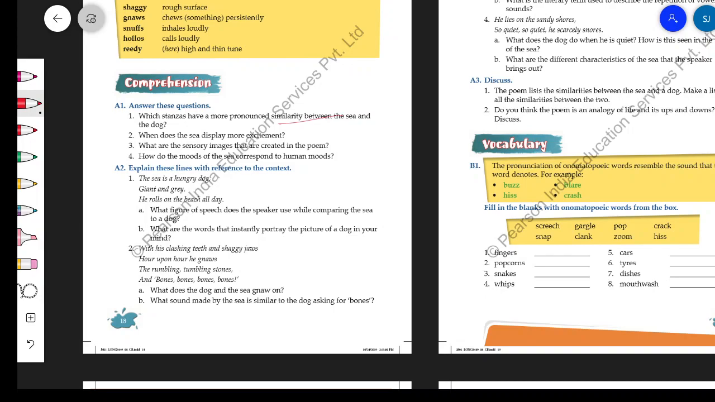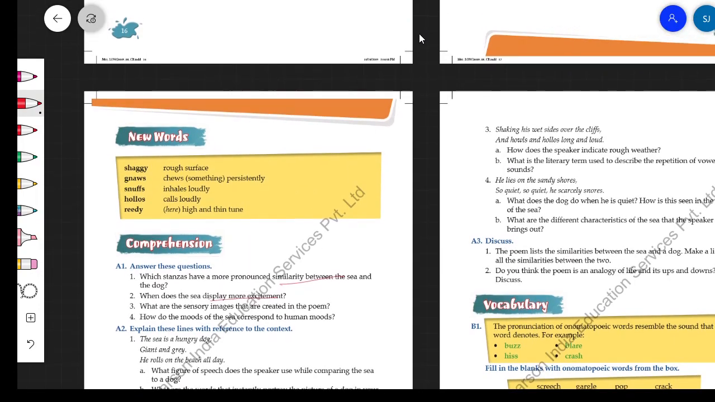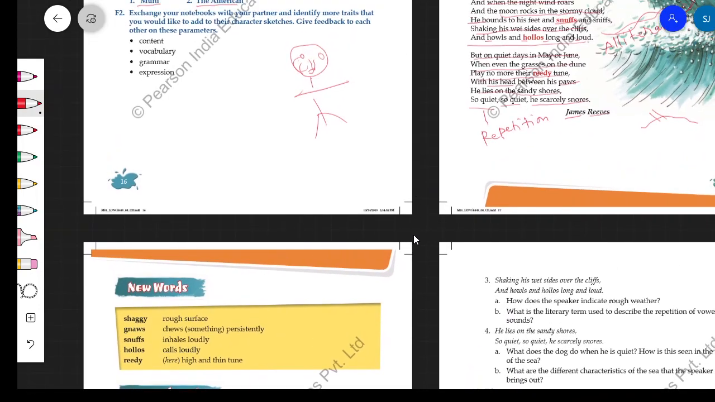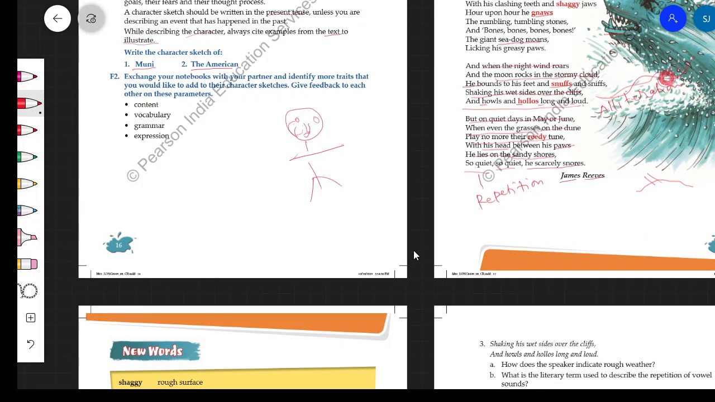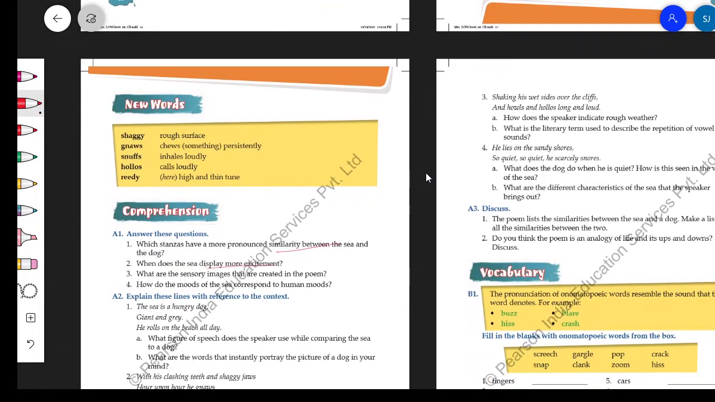Okay, the second question is, when does the sea display more excitement? Well, if you look at your textbook, even there you can see the sea displays more excitement in the winters and also at night.